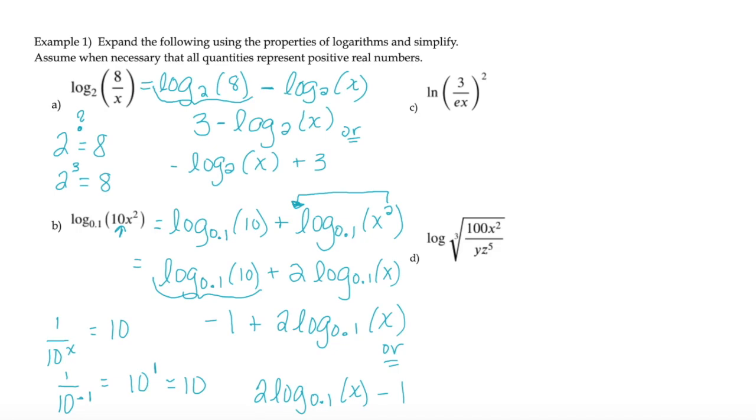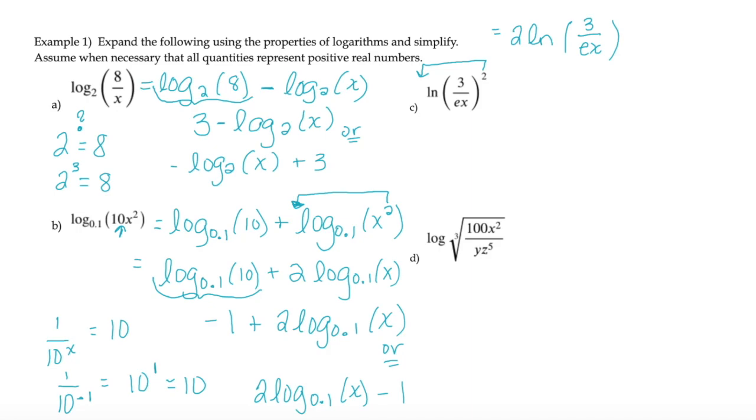Okay. Looking at the natural log of 3 over e to the x, all to the second power, we've got a lot of things going on. We have a power, we have some multiplication, and we have some division here. So let's start undoing this by utilizing the power rule. I'm going to first take my 2 and bring it out front. This now will give us 2 times the natural log of 3 over ex.